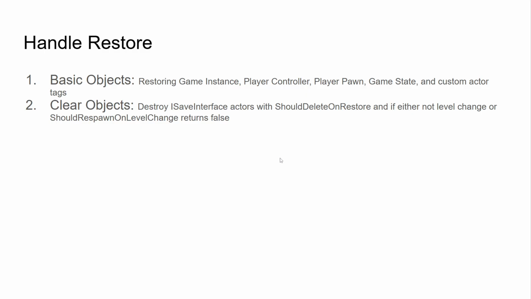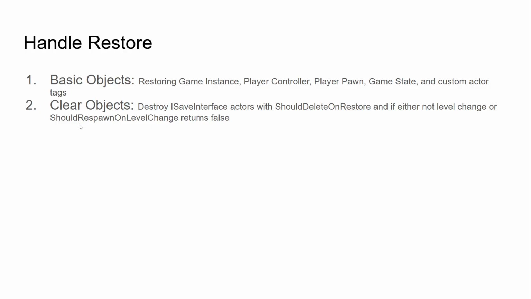So this means that if you place physics props or something like that on your level that have the iSave interface in them, then the first time you run them, of course, they don't delete and respawn anyway because there's no save file yet. But the second time when you come back to that level or load from a save, then they are destroyed. All of the actors in the level are destroyed and respawned by the system.